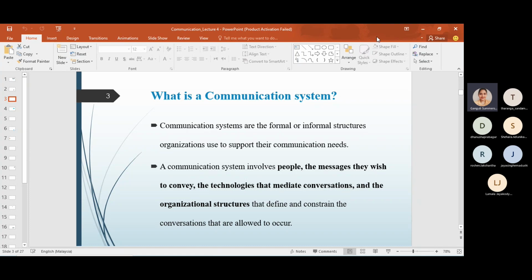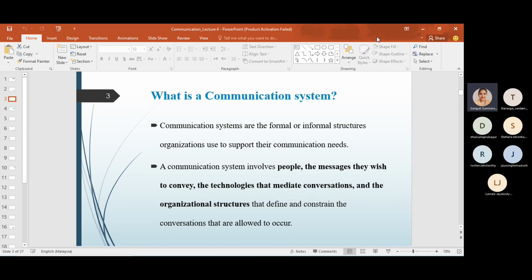So communication systems are basically the structures that we have at our workplaces to support communication requirements, and these systems can be formal or informal. When I asked you what a system is, Taranga mentioned that in a system we have several things connected to each other, a collection of several elements. It applies to a communication system as well, which is made up of several different elements.